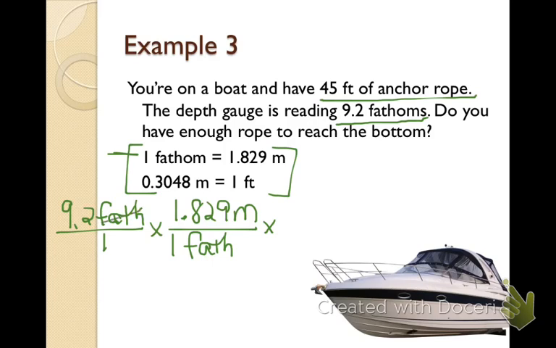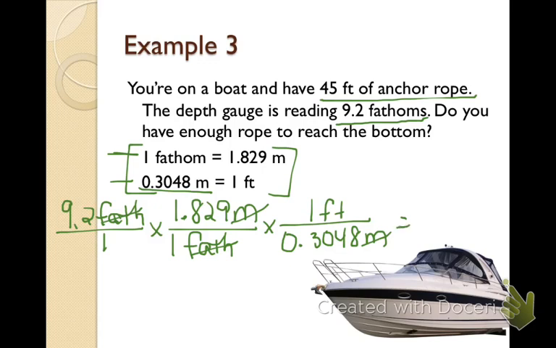Alright, so let's get rid of fathoms, and you're now in meters. I want to get into feet, so let's go ahead and do that. I know that I'm going to use the second one here. So I'm going to put meters on the bottom and use the number that's attached to it. So I have 0.3048 meters is equal to 1 foot. I can get rid of meters, and now I'm going to punch this into my calculator.